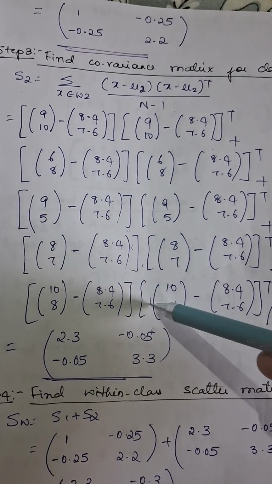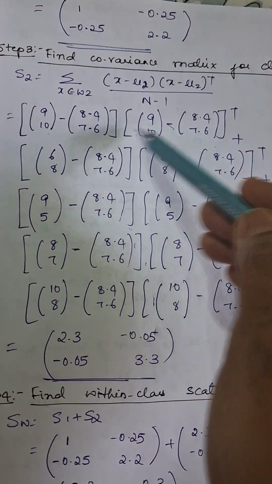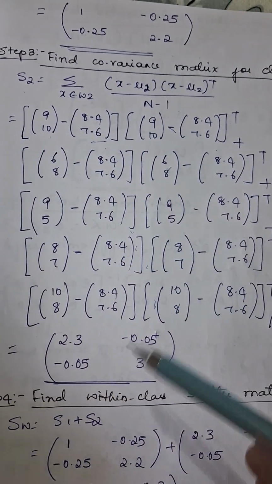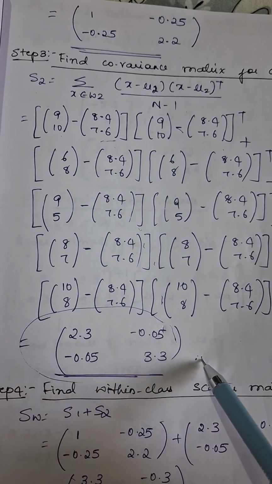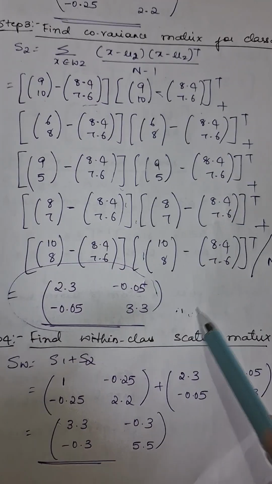Repeat for all the data points. Multiply each term and then add it up together. You get the final covariance matrix. This is for class W2. Any doubts, please let me know in the comment box.